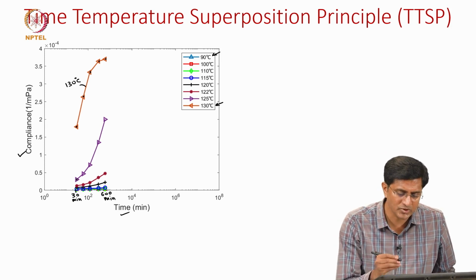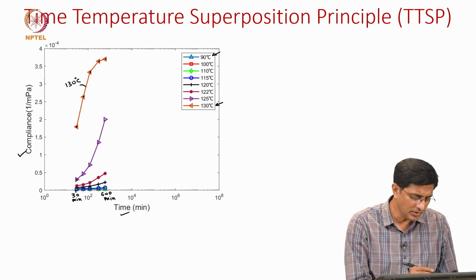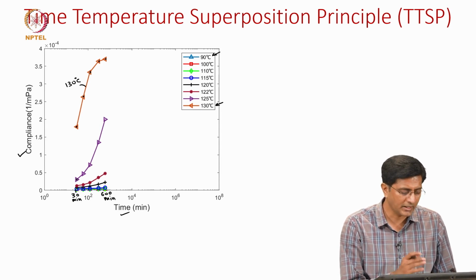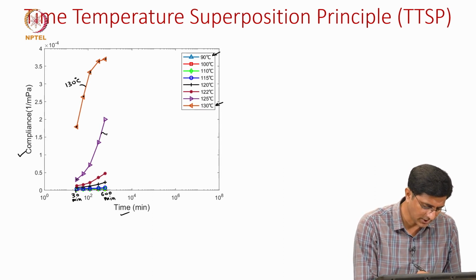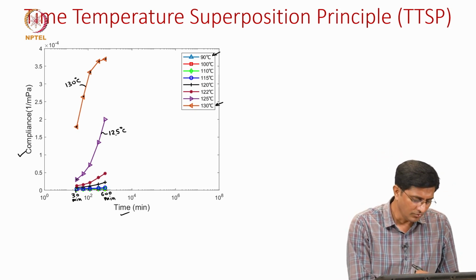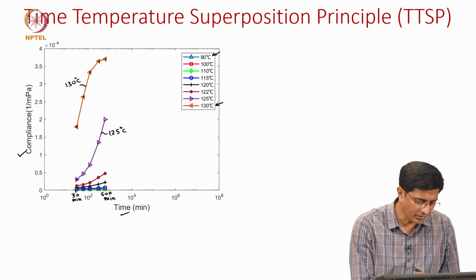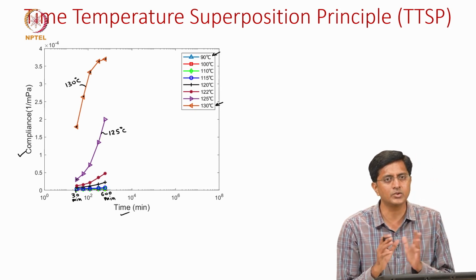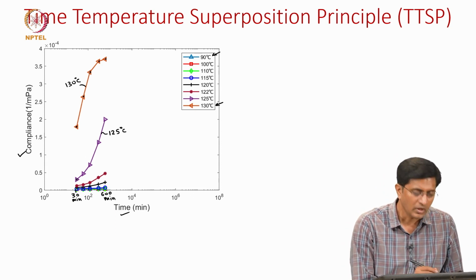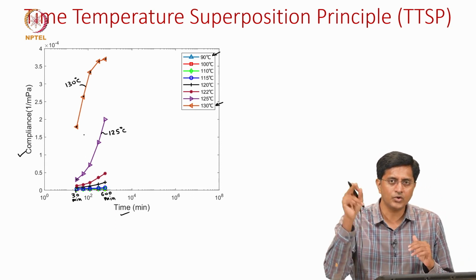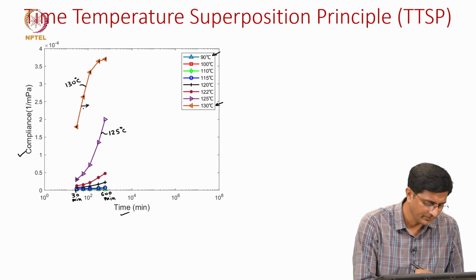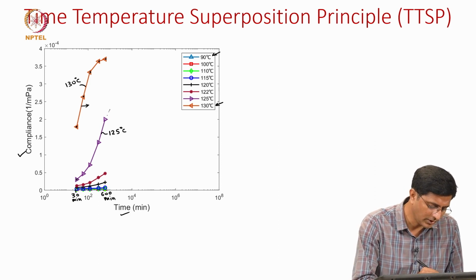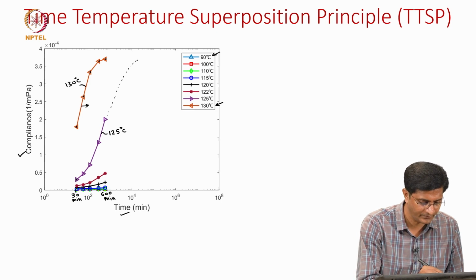So, what this superposition principle says is, if we want to develop a curve, for example at the second temperature, 125 degrees centigrade, we will not move this curve at 125, but the other curves we move either to the right or left, such that all these curves fall into one single curve. So, for example, this 130 curve I should be moving to the right. If I move to the right, then it will take some shape like this, right.